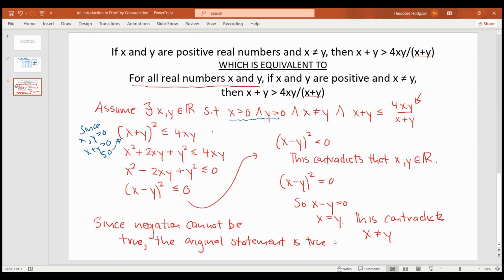Anyways, that is your proof, your example of a proof by contradiction. We will do more of those in class, and look forward to seeing what you can do. Thanks.